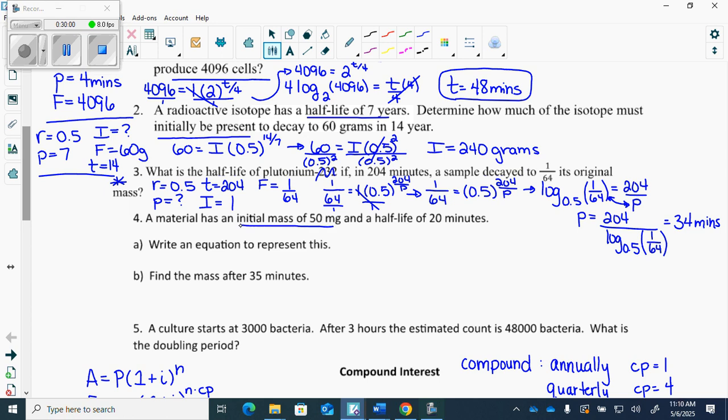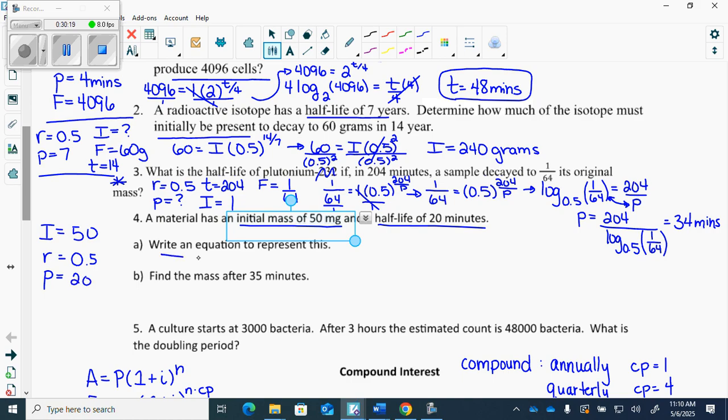An initial mass of 50. So we know I equals 50. And then a half-life, and then it follows right after it. So what's the 20? P or T? T, because it follows right after. It has a half-life of 20 minutes. So every 20 minutes it's halving.